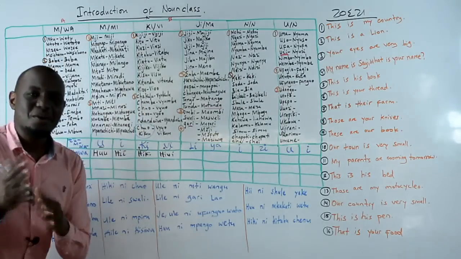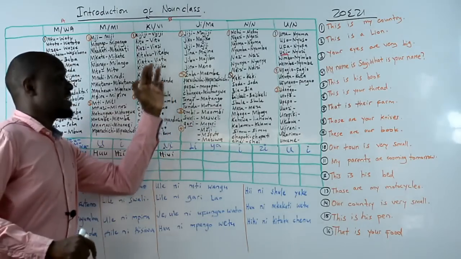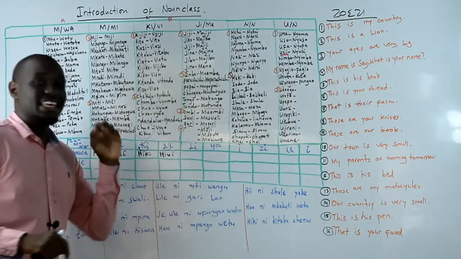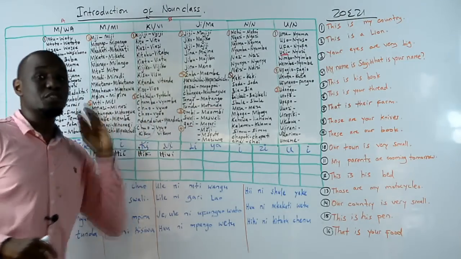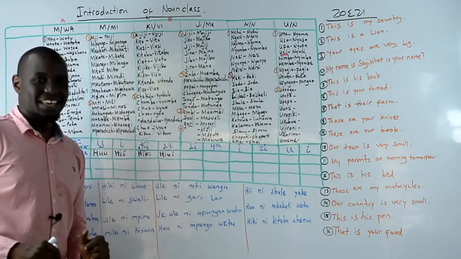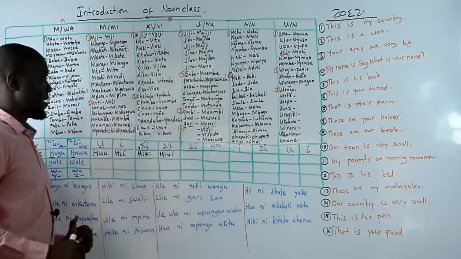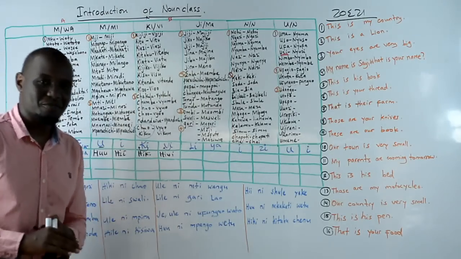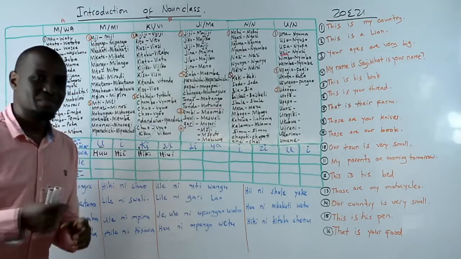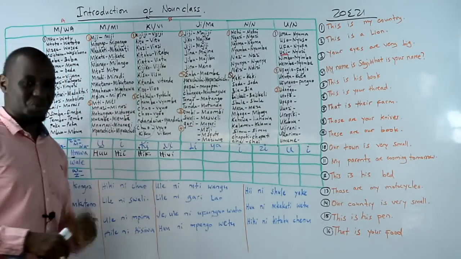You see that? How do you say these are books in Swahili? Will be hivi ni vitabu. These are books. Vitabu. Hivi ni vitabu. You see that? And how do you say this is a book? Will be hiki ni kitabu. Okay, now tell me, how do you say this is a knife in Swahili? Pause the video, write it down, and say it. Play the video. This is a knife will be hiki ni kisu.